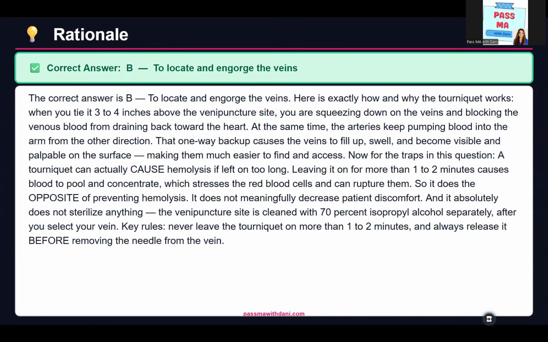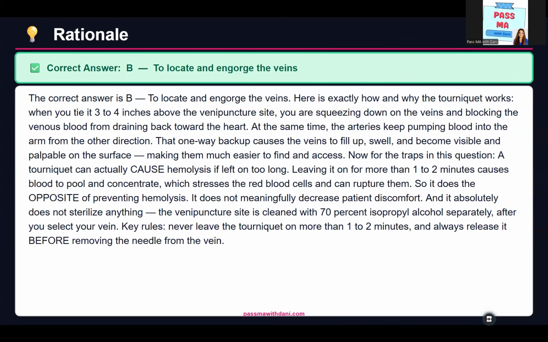For question 23, if you said B, to locate and engorge the veins, then you are correct. So when you tie the tourniquet, remember it has to be 3 to 4 inches above the venipuncture site. We say 3 to 4 inches above the antecubital fossa. Okay. If you're like, well, what is the antecubital fossa?